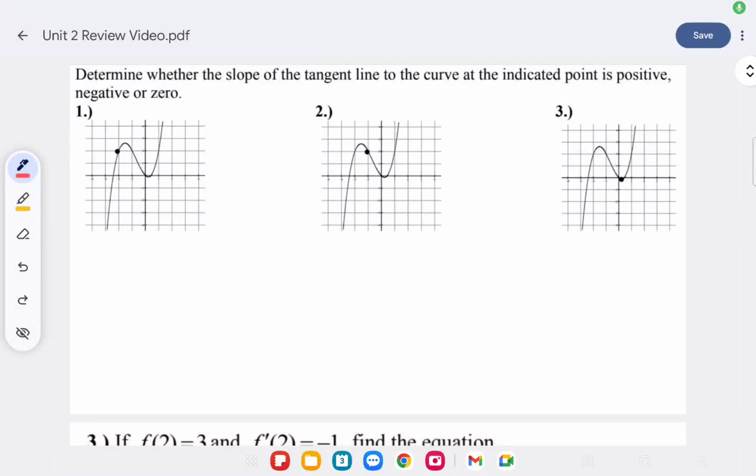Let's start with something a little easier. Slope of a tangent line at a particular point. So imagining that instantaneous slope at a point. There we've got a positive slope. Here we've got a negative slope, and here we've got a slope of 0.